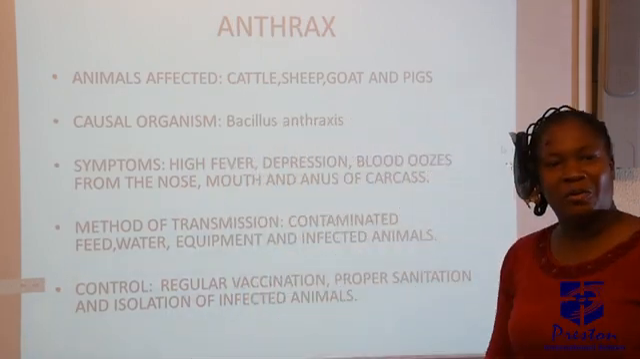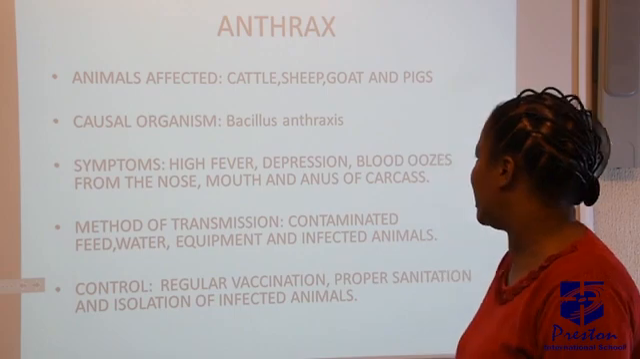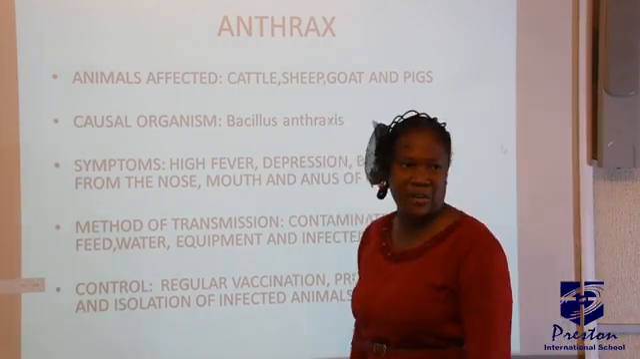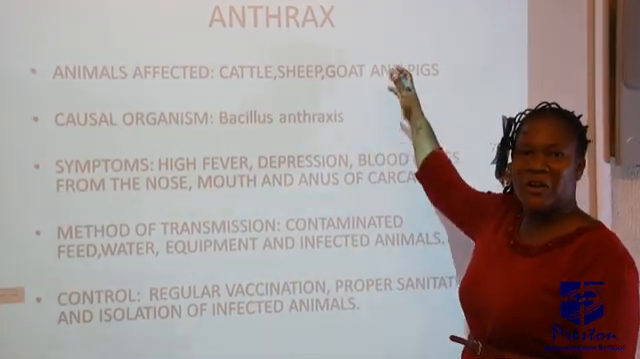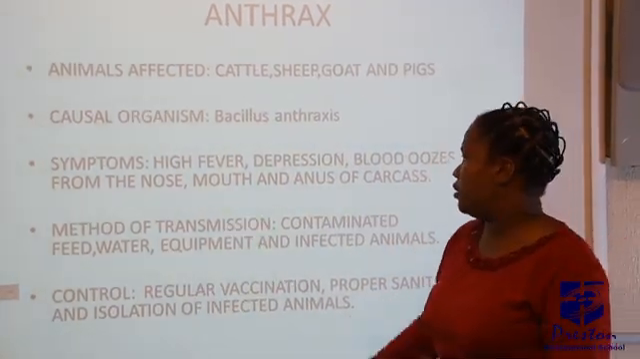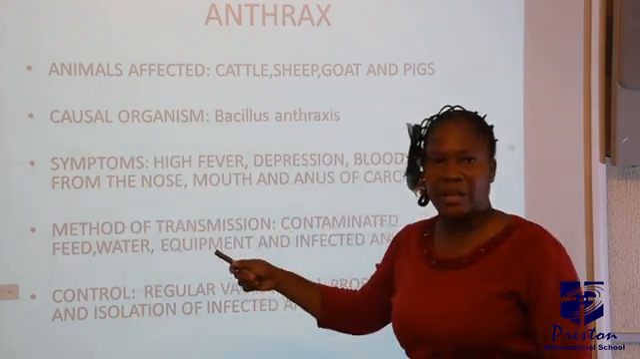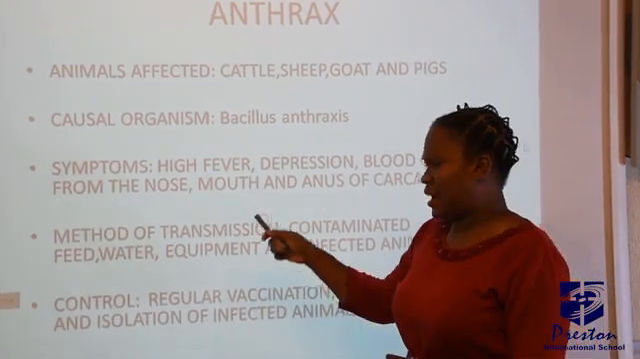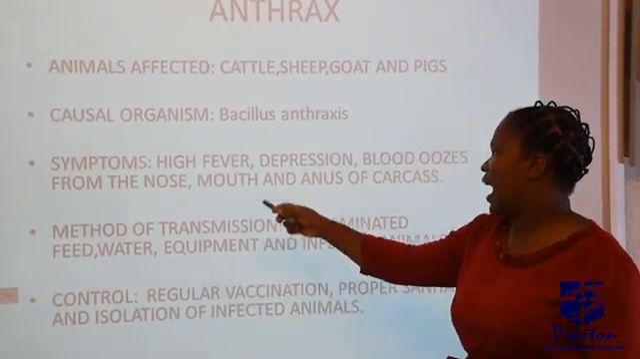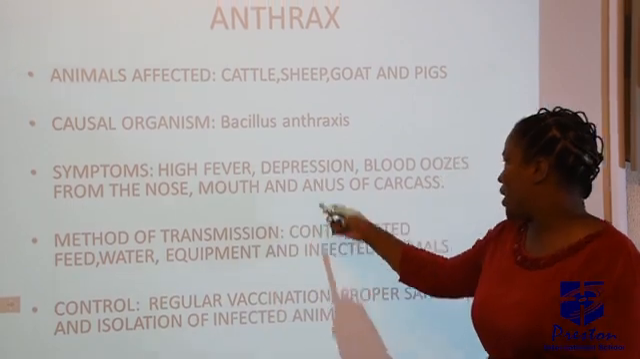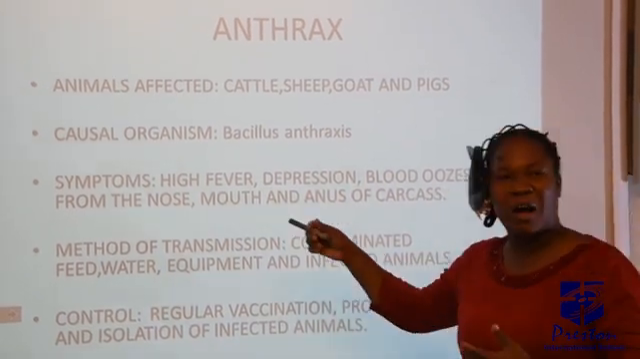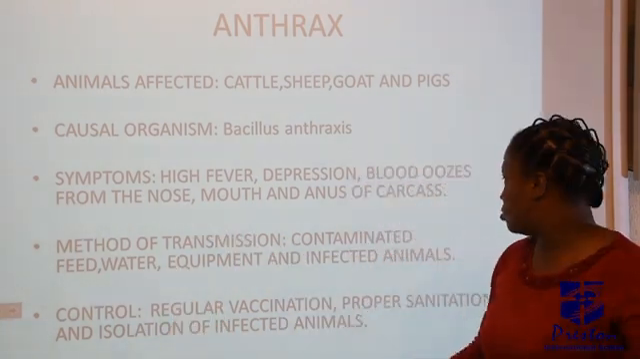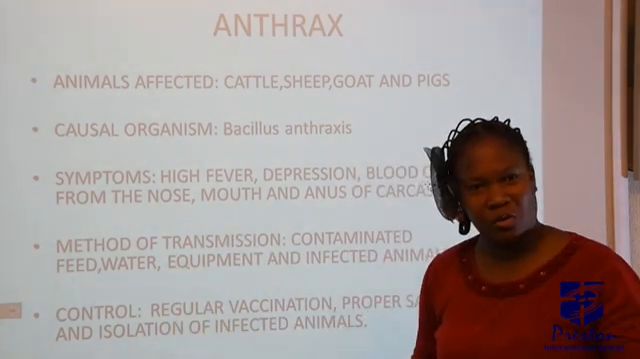Now the first disease we are going to look at under bacterial disease is anthrax. Animals affected are cattle, sheep, goats, and pigs. The causal organism is a bacterium called Bacillus anthracis. Let's quickly look at the symptoms. We have high fever, depression, and blood will begin to come out from the natural orifices of the animal, like the nose, the mouth, and then from the anus.